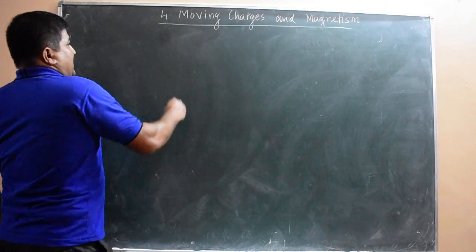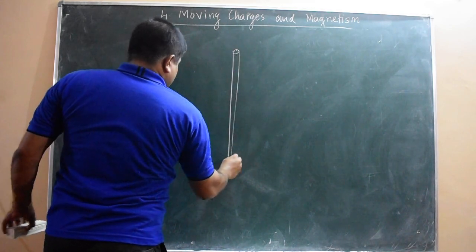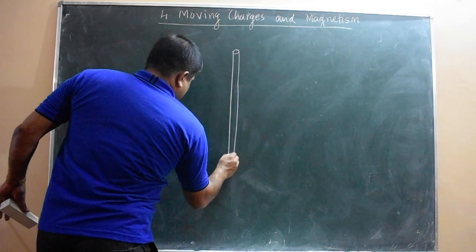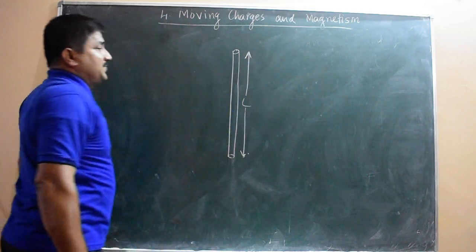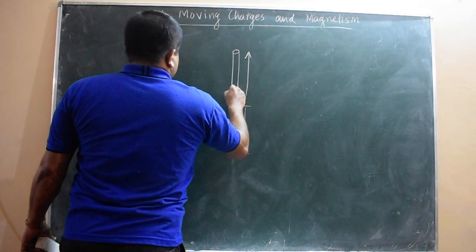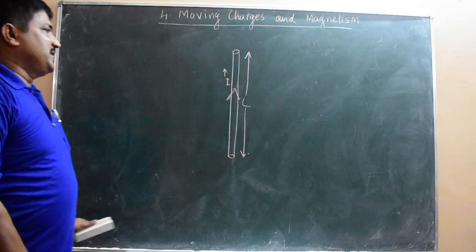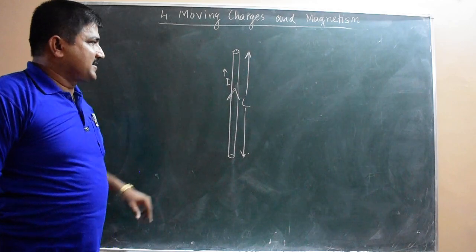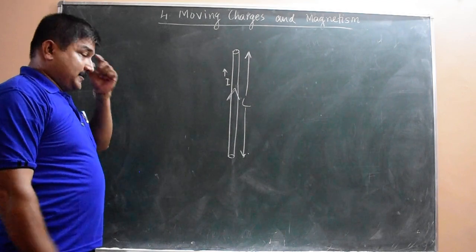Now consider a conductor of certain length, a conductor of uniform cross section. This conductor is carrying a current, so there is a current flowing. I will take the current this way, and it is placed in a magnetic field. So the magnetic field is applied in this region. Then there will be a magnetic force on this conductor.